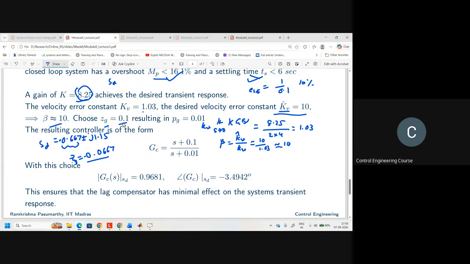If it is not satisfied, then you can change the Zc and compute again Pc corresponding to that. Now Pc is equal to Zc by beta, because here we have chosen beta is 10 and Zc is 0.1, then Pc is equal to 0.1 by 10, that is 0.001. The resulting controller is this one, that means this is your lag compensator.